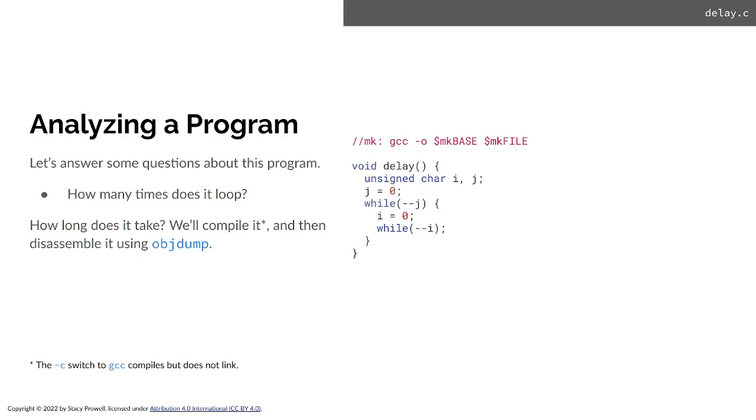And so it counts down from 255 back to 0 and stops. And it does that every time the outer loop runs. So this runs 256 times. The outer loop runs 256 times. The whole thing is going to run 65,536 times. Let's compile it, and then we will disassemble it using a tool we mentioned earlier called objdump.